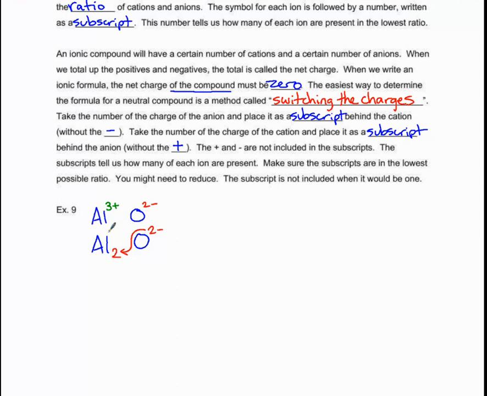And then here's my aluminum. We're going to take the number of the charge and place it as a subscript behind the oxygen without the positive sign. So what I have here is Al2O3.